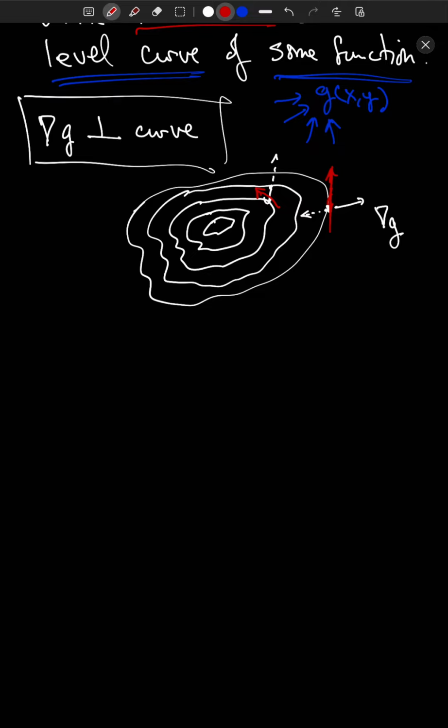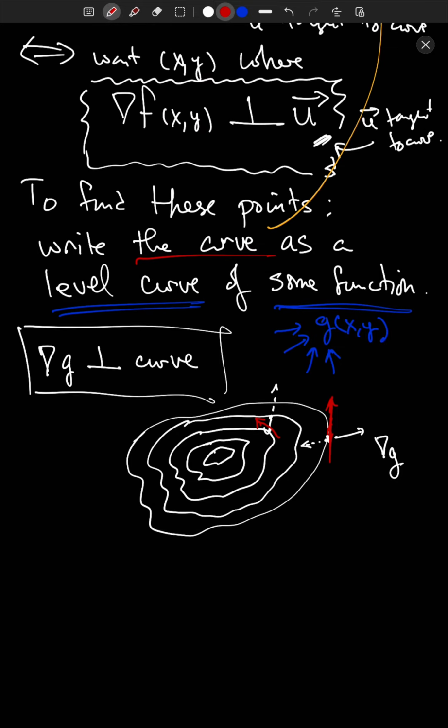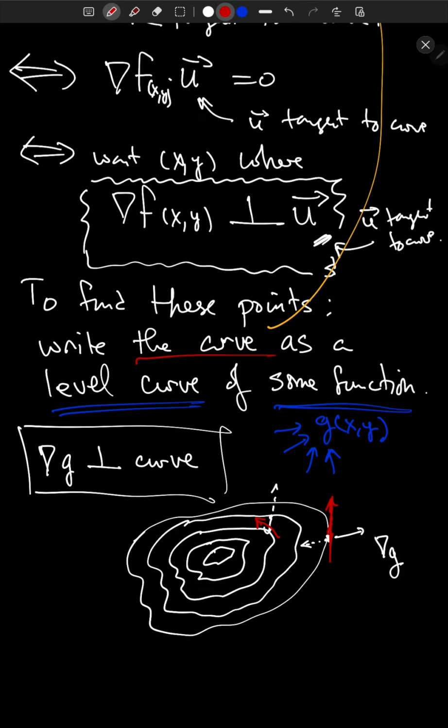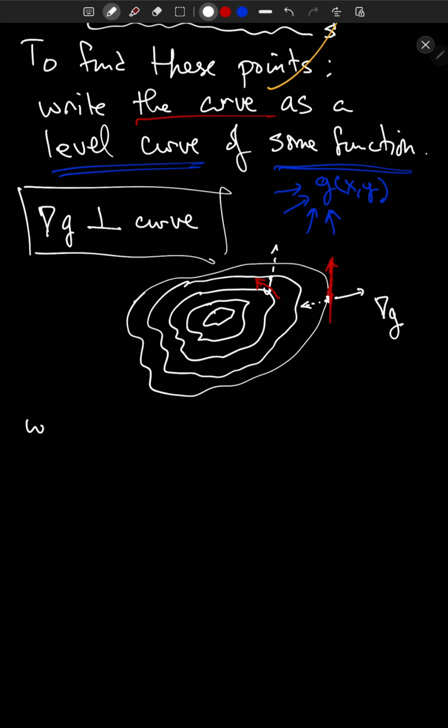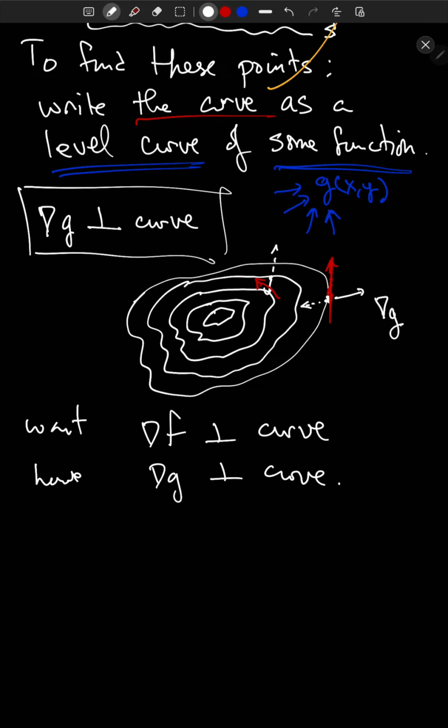Well, what was it that we wanted? We wanted gradient f to be perpendicular to u. Well, u basically represents the curve, right? u is tangent to the curve. So what we have is, at this point, we want gradient f perpendicular to u, or I'm just going to write the curve, right? And we have gradient g is perpendicular to the curve.